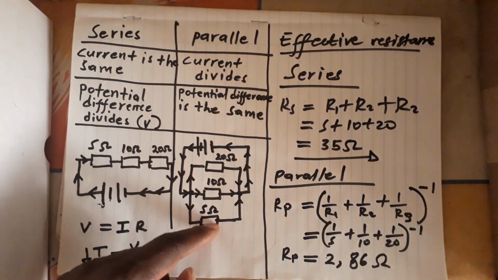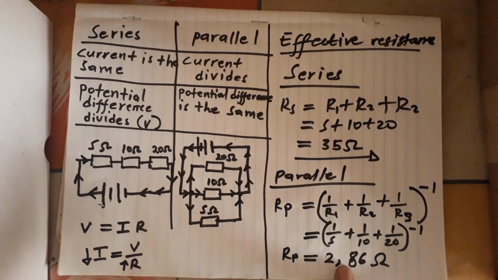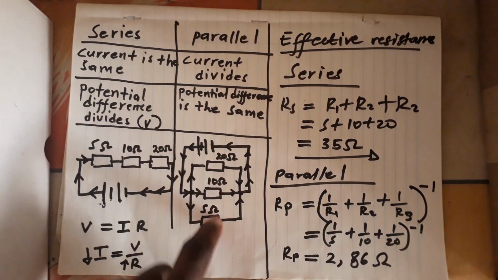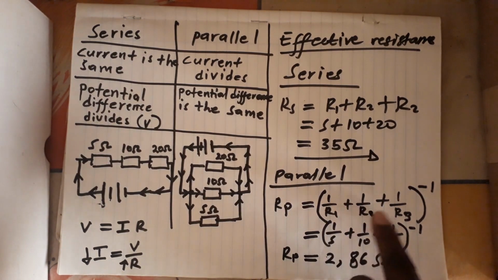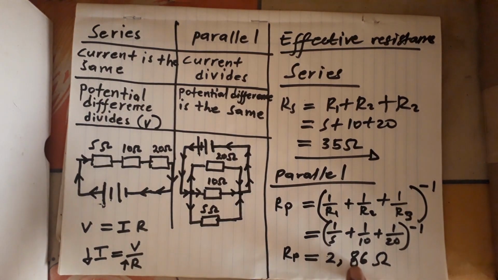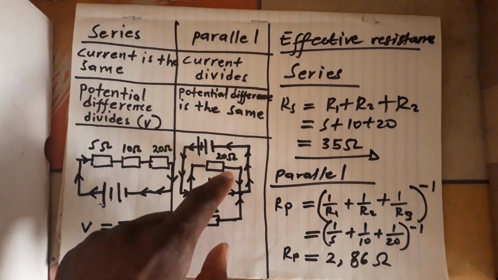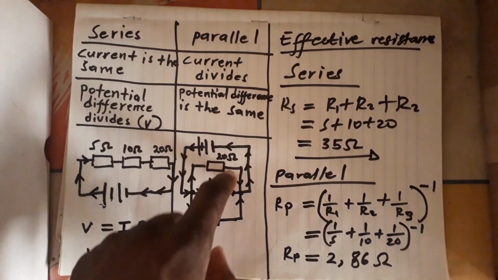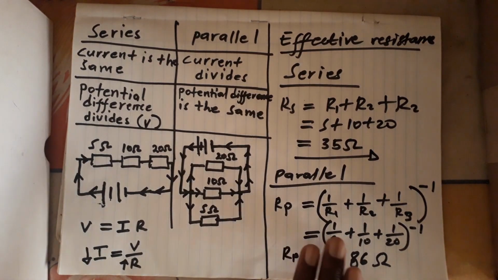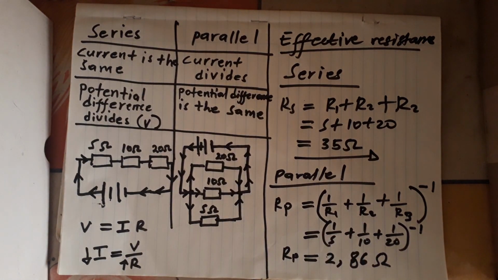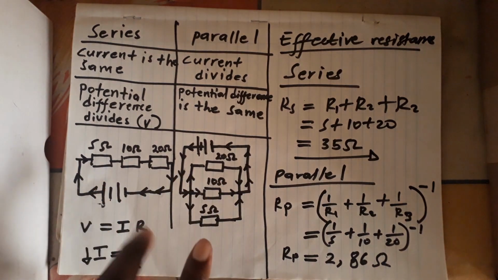When you remove a resistor, this value will increase. Just remove any resistor here, try it with R1 and R2, remove R3. You will see this value is going to increase. But when you want to decrease a resistance here, you must add another resistor so that you can decrease the total resistance. So that's what you must know when it comes to electric circuits.